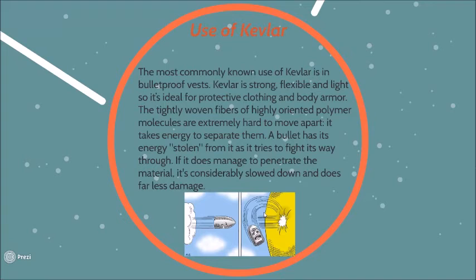So the use of Kevlar. The most commonly known use of Kevlar is in bulletproof vests. Kevlar is strong, flexible, and light, so it's ideal for protective clothing and body armor. The tightly woven fibers of highly oriented polymer molecules are extremely hard to move apart, so it takes energy to separate them. A bullet has its energy stolen from it as it tries to fight its way through. If it does manage to penetrate the material, though, it is considerably slowed down and does far less damage.